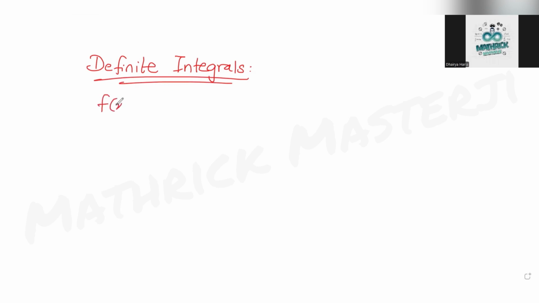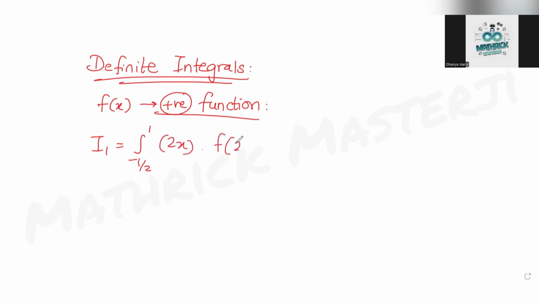Let's see today's question. Today's question, we are taking up from the topic of definite integrals. The question says let f of x be a positive function. And they have given us two data points: I1 has limits from minus half to 1, of 2x into f of 2x into 1 minus 2x dx, and I2 has limits from minus 1 to 2, of x into f of x into 1 minus x dx.